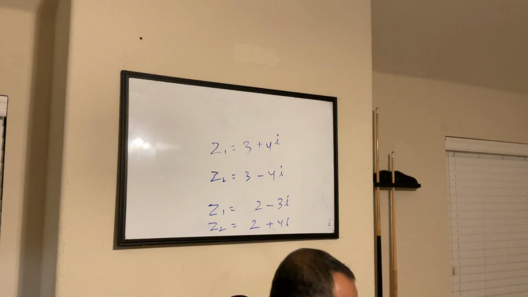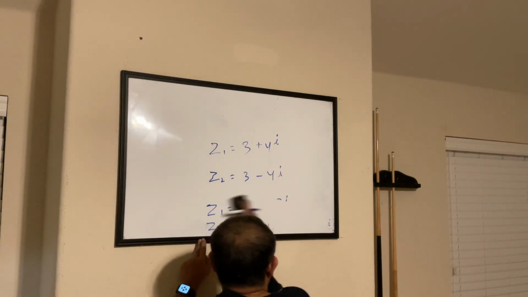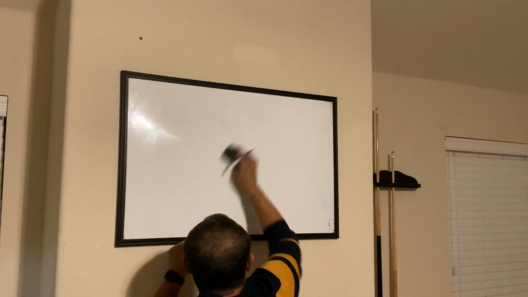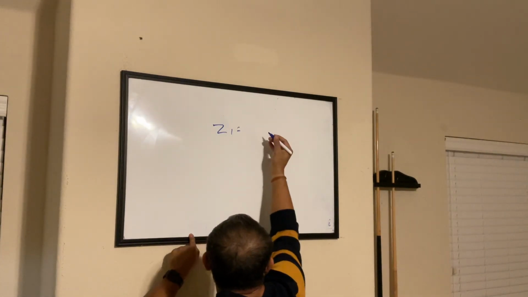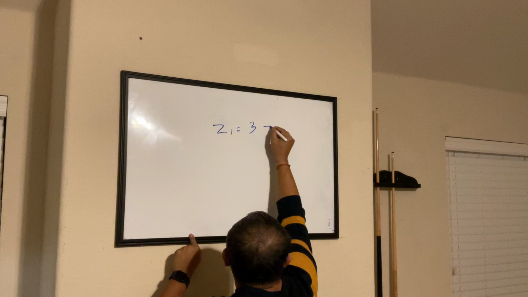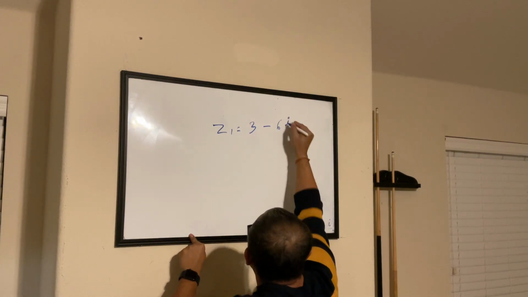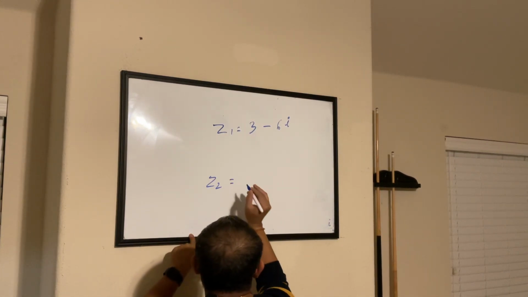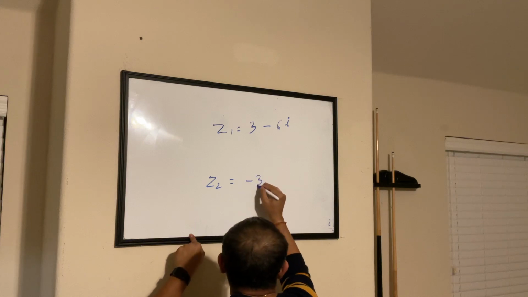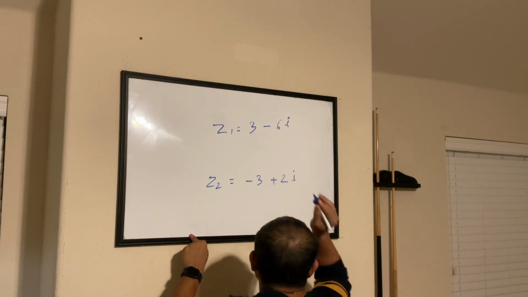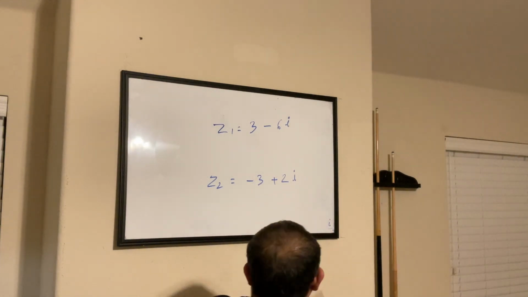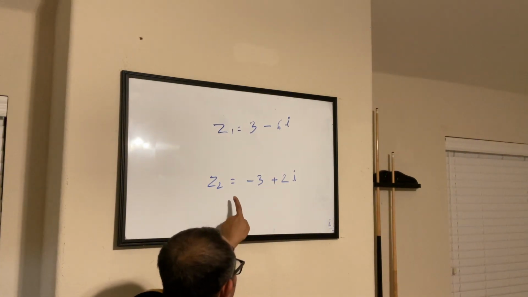Now, an interesting but stupid question. Let's see if you guys want to play with the concept. If I have, let's say, one complex number as 3 minus 6i, and a second complex number as minus 3 plus 2i, can you tell me what will be the conjugate of this one and what will be the conjugate of this one?